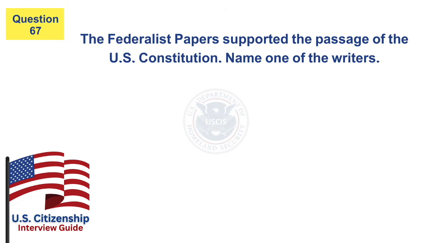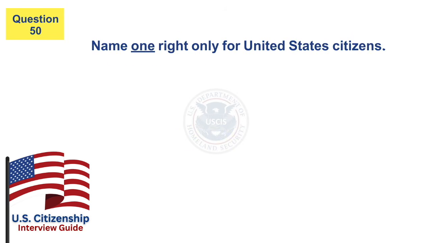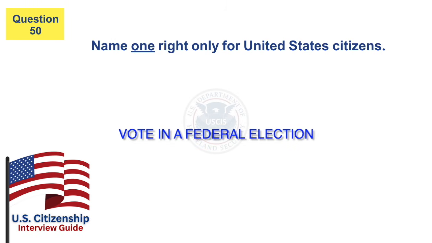The Federalist Papers supported the passage of the U.S. Constitution. Name one of the writers. James Madison. Name one right, only for United States citizens. Vote in a federal election.